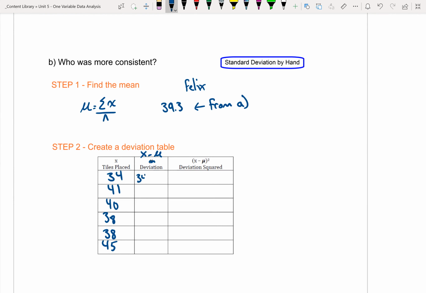So we have 34 minus 39.3. Then we have 41 minus 39.3. So basically you're taking each data value and subtracting the mean from it. So we have 40 minus 39.3, so we get 0.7, negative 1.3, negative 1.3, and 5.7. Then we take our deviation and we square it.